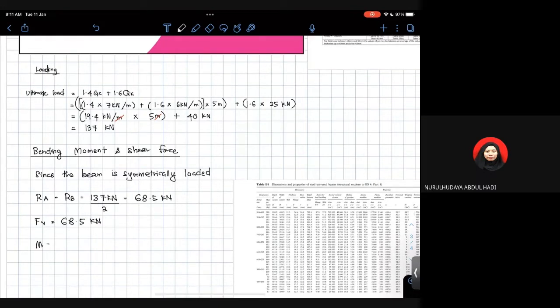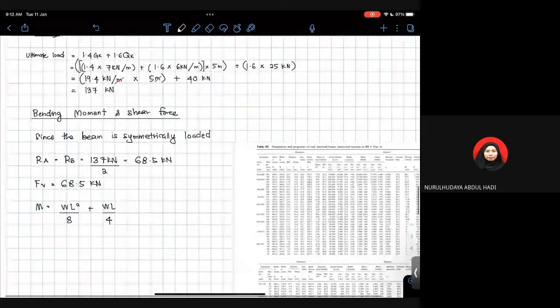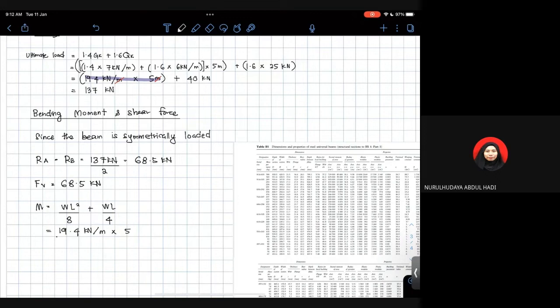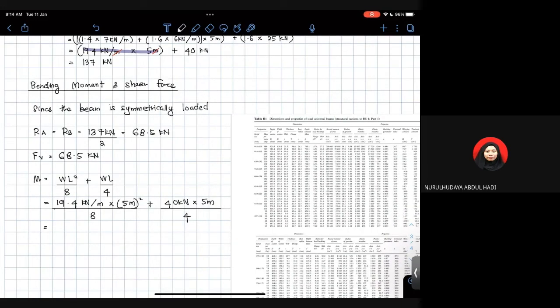Then we calculate for moment: WL square over 8 plus WL over 4. You can use some other form, WL square over 8 or WL over 8, depending on the unit of the UDL you use. Length is 5 meter, power of 2 divide with 8, plus 40 kilonewton, 5 meter divide it with 4. Azim? 110.625. Correct. Betul, thank you. This is our maximum bending moment.